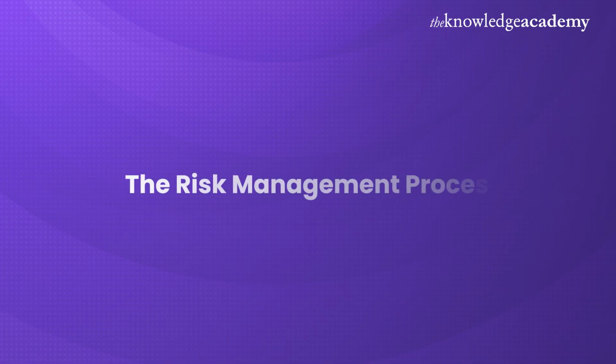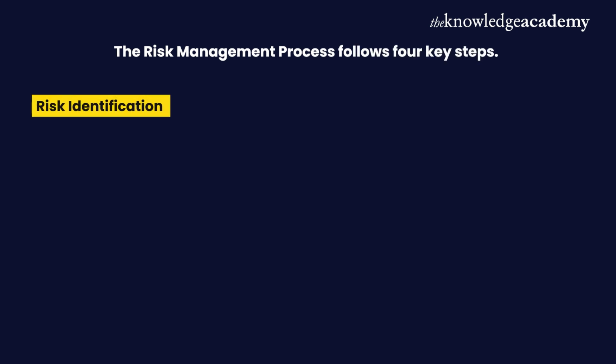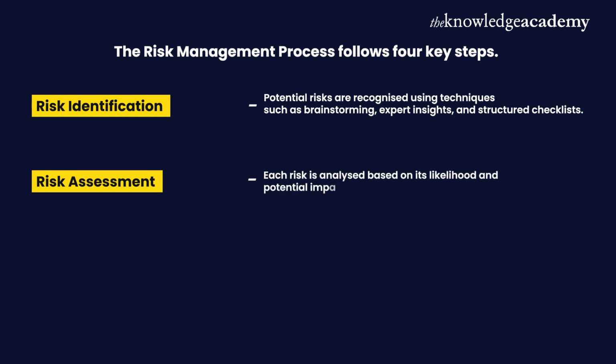The risk management process. The risk management process follows 4 key steps. Risk identification. Potential risks are recognized using techniques such as brainstorming, expert insights, and structured checklists. Risk assessment. Each risk is analyzed based on its likelihood and potential impact on the project.